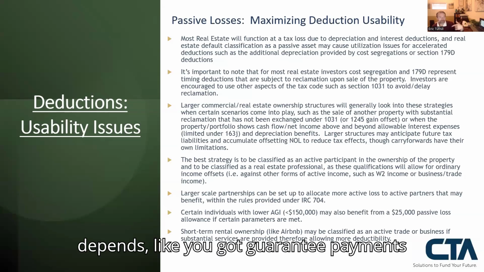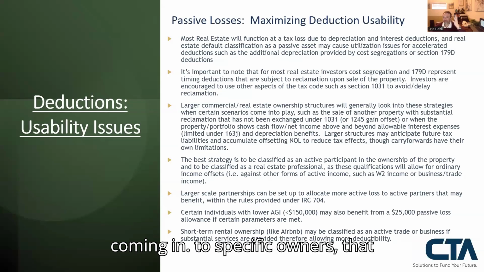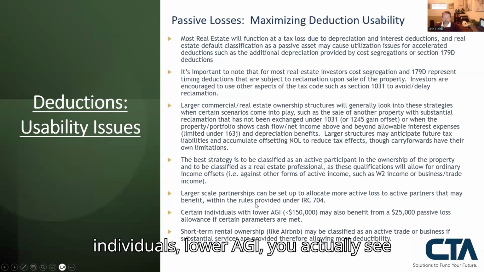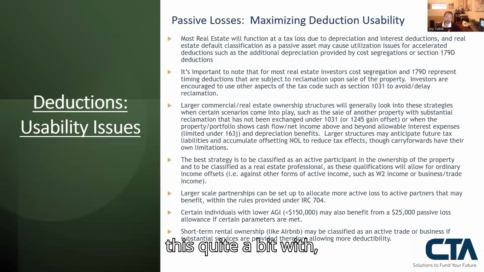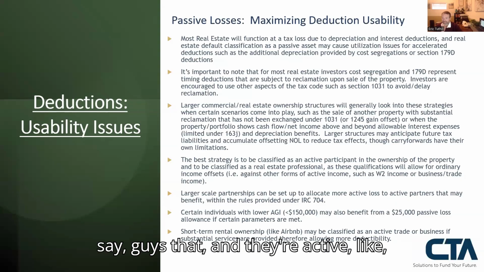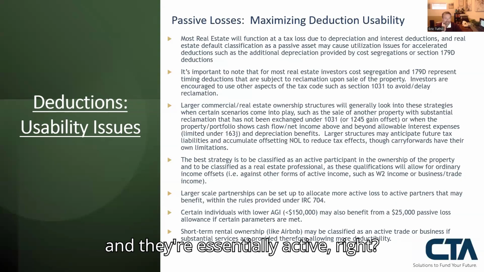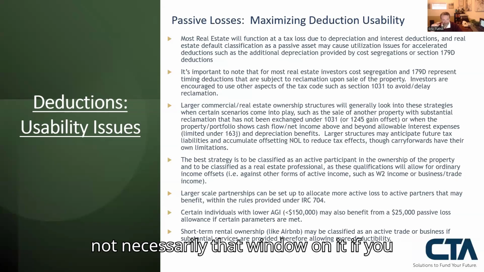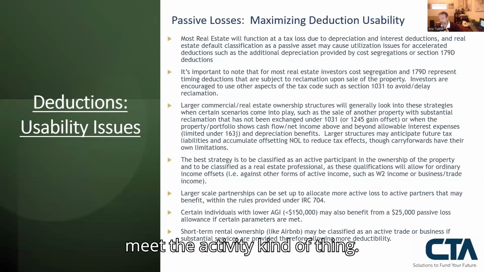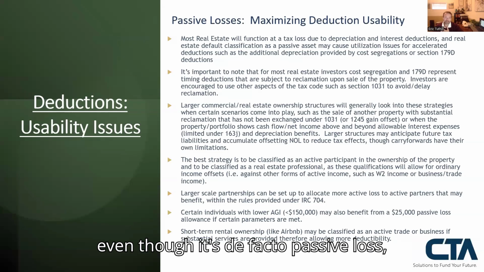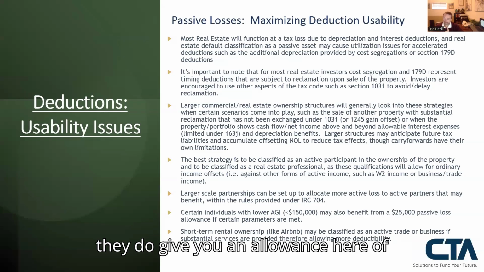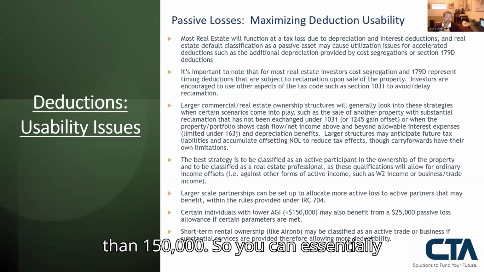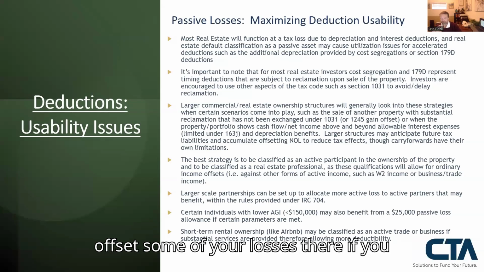It depends. If you've got guaranteed payments coming in to specific owners, that might be something you want to look at, right? And then certain individuals with lower AGI, you actually see this quite a bit, and they're essentially active, right? You get to take this $25,000 loss. There's not necessarily that window on it if you meet the activity requirement. Even though it's de facto passive loss, they do give you an allowance here of $25,000 if you have a lower AGI, lower than 150,000. So you can essentially offset some of your losses there if you work on it.